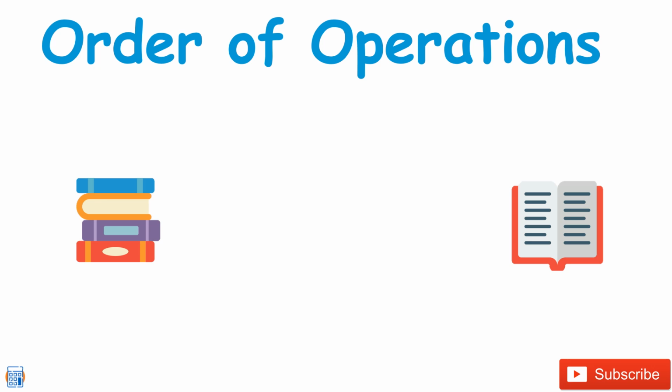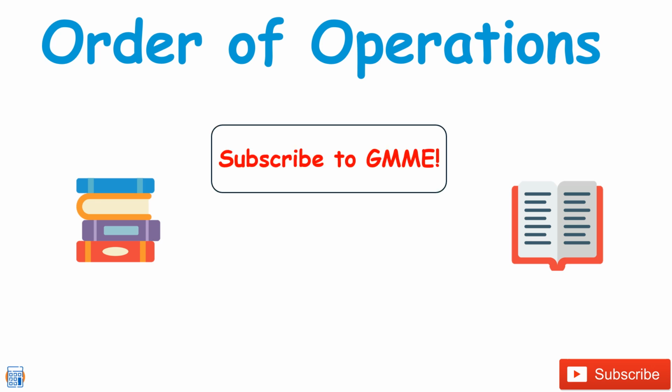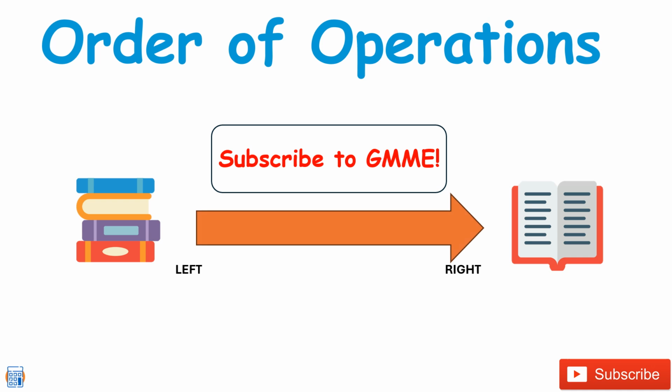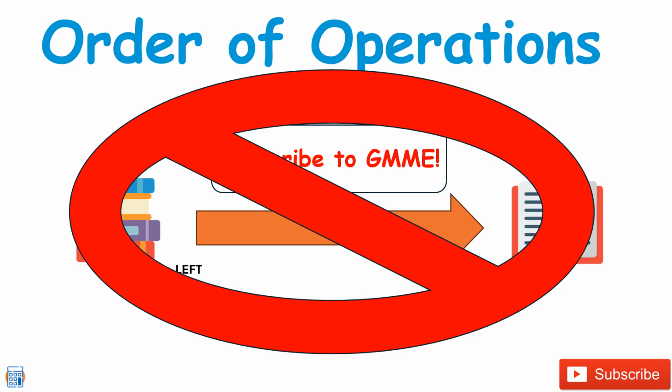Order of operations. Now, if I gave you a book, and you opened that book, and it had any text in it, so we'll go with a plug here, subscribe to GMME, you read every single sentence, assuming you're reading in English, from left to right. Now, what if I told you, with maths, that is not always true? You can't always solve an equation from left to right.